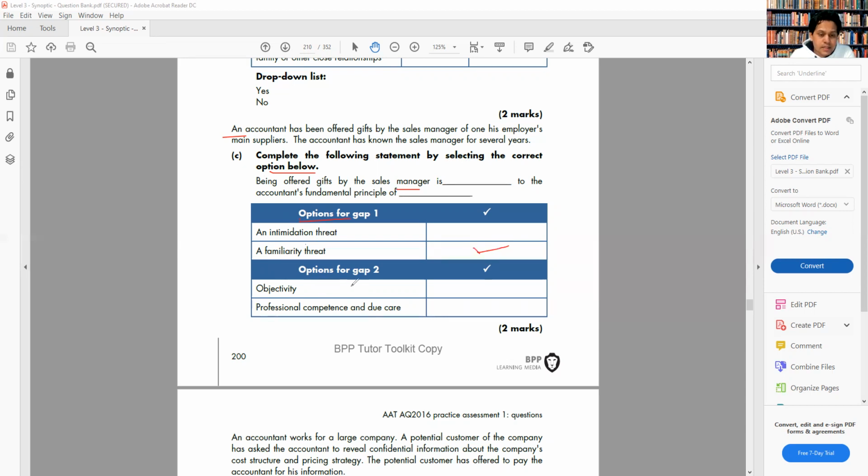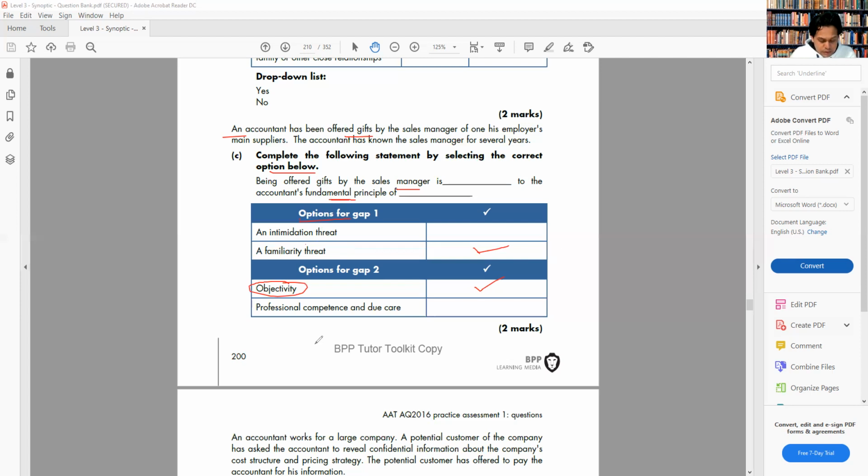And the option for gap 2 is the threat to objectivity. Objectivity threat is created when I'm not independent, when I'm biased. So when there is a long-term relationship with anyone, that will create the familiarity threat, and this type of threat is against the fundamental principle of objectivity.